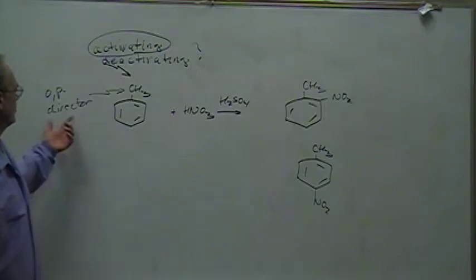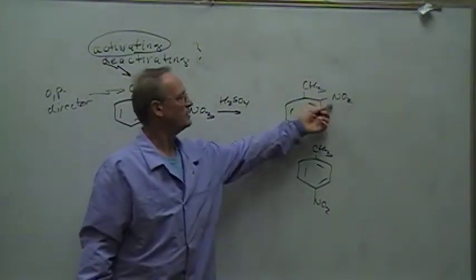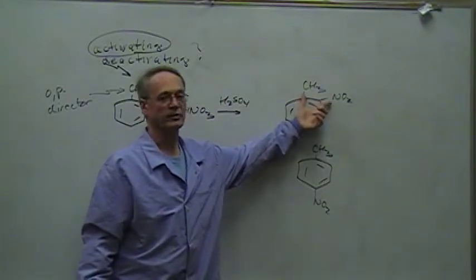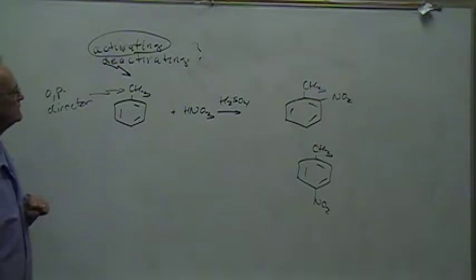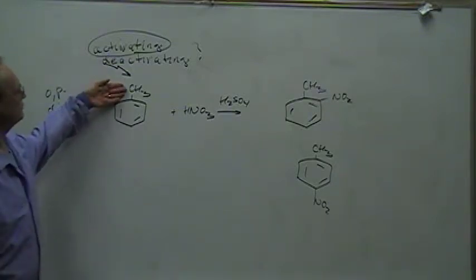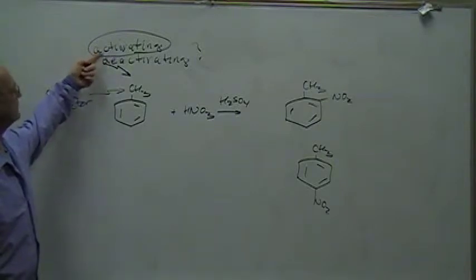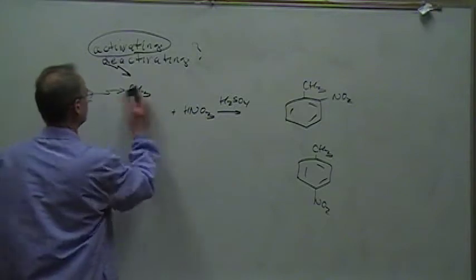And by the way, if it's an ortho-para director, the reason you get mostly para rather than mostly ortho is because steric hindrance is just a little bit crowded there. So you get mostly para if you have an ortho-para director. So that's a methyl group. So we'll have to memorize somehow that any kind of alkyl group is always activating and always an ortho-para director. Let me give you another example.